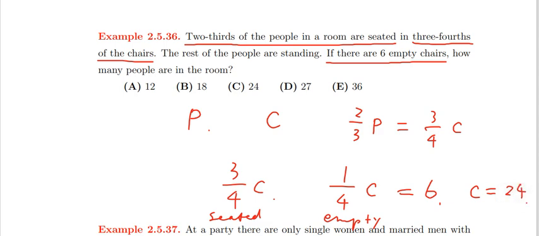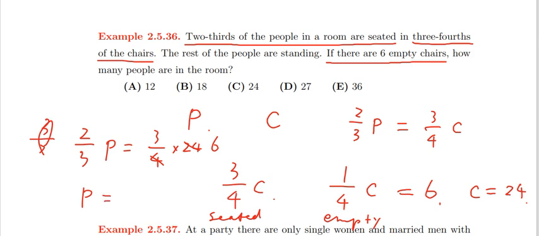So what is C, what is P? We can easily solve this for P, right? 2/3 P equals 3/4 times 24. So we can easily find the P. Okay, so it equals 3 times 6 times 6 over 2. Okay, so we say this equals 27 here.